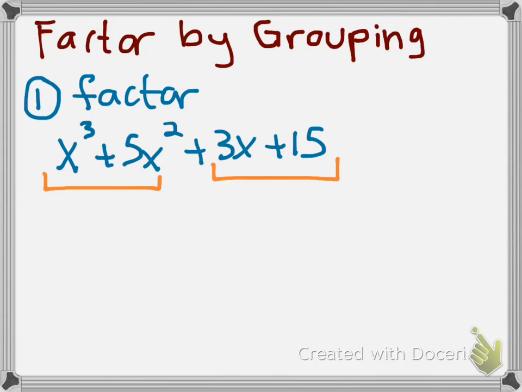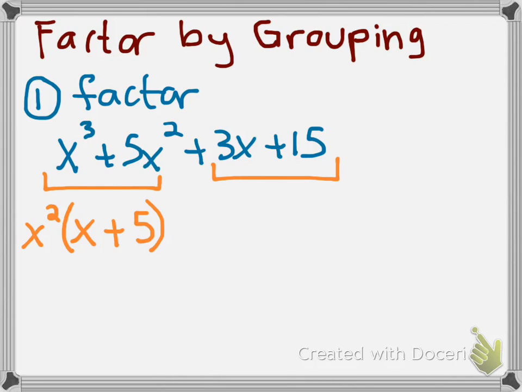x cubed plus 5x squared. Is there a greatest common factor? Well, it doesn't look like there's a number in common, but definitely an x squared. Absolutely, there's an x squared in common, and what do I have left over? I started off with x cubed, I took out an x squared, so there's an x left over, plus I had a 5x squared, I took out the x squared, so that's just the 5 that's left over. So that's the first group.